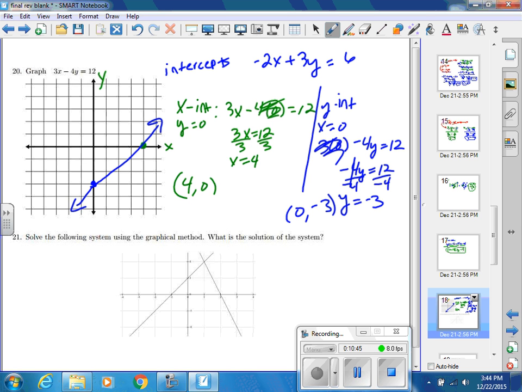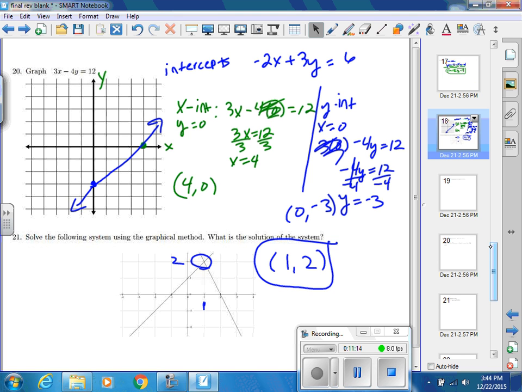This next one is asking us to solve the following system using the graphical method. Remember, I told you earlier with systems of equations, it's where they cross, where they intersect. So where do they intersect? What's this point? It's kind of hard to see in this format, but on the actual paper test review, this is 1, and this is 2, so this is literally the point 1 comma 2. Simple as that. I'm going to stop here and then finish the next two.